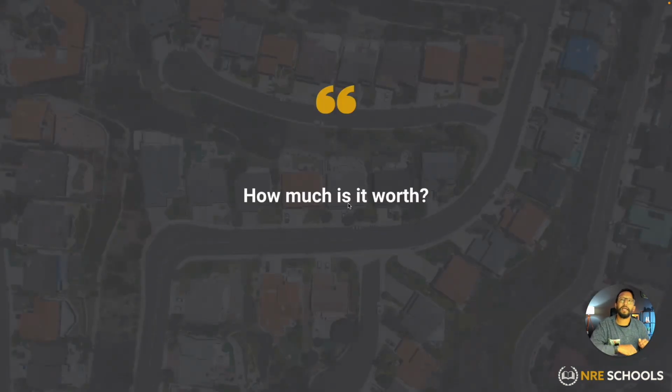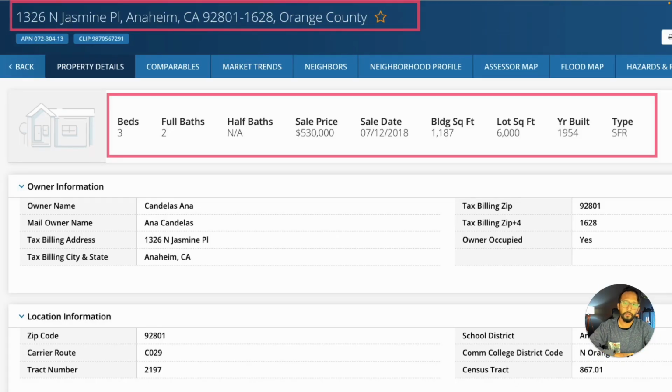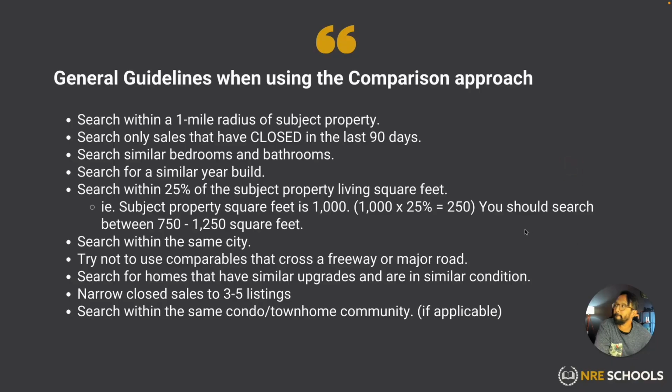Let's do a quick little exercise together here as a group. I want you to tell me what this home is worth. So I'm going to give you some information. We got a property, 1326 North Jasmine Place, Anaheim, 92801. You'll notice that it's 3 bedrooms, 2 bath, has 1,187 square feet, has a 6,000 square foot lot, and it's built in 1954. So we got this property here.